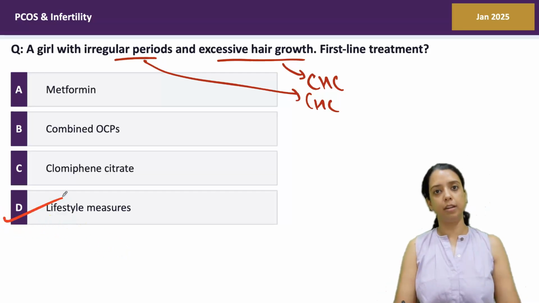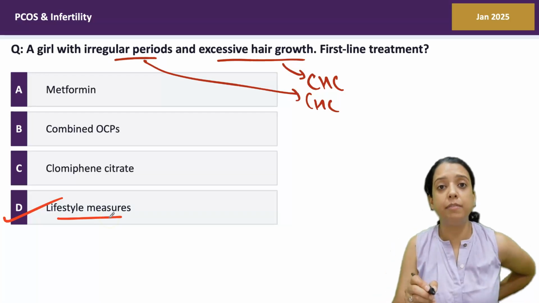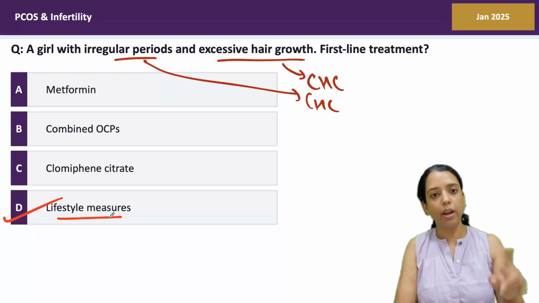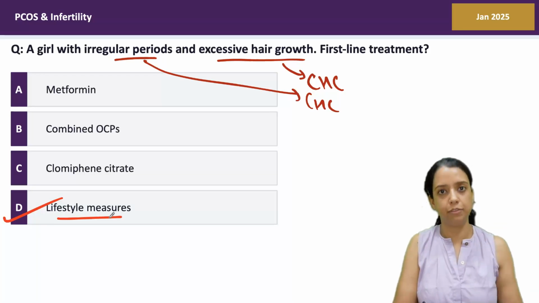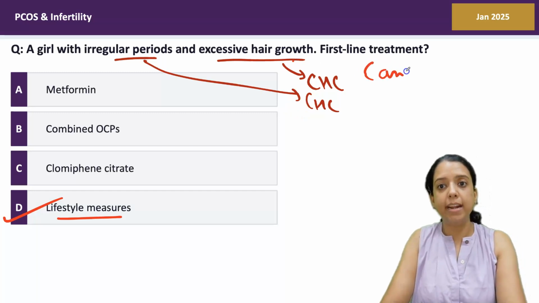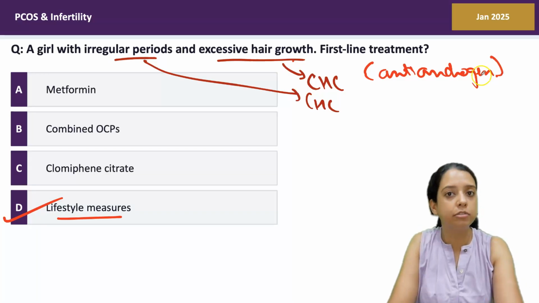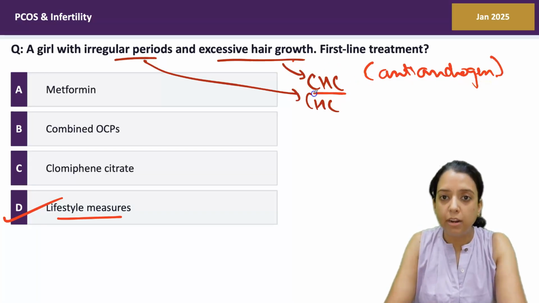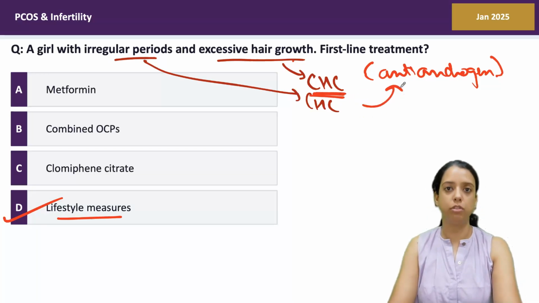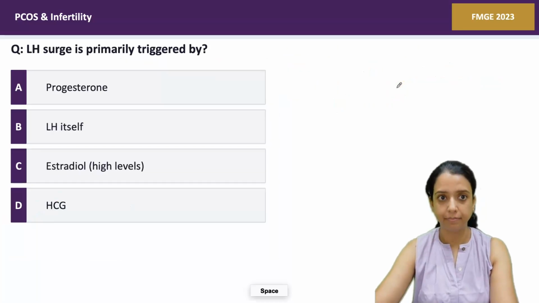In PCOS, always and always make it a thumb rule: the first line is lifestyle. Just by changing lifestyle, 30% of patients will improve. They will not even need medication. The treatment of choice is OCPs, but the first line is lifestyle. Also remember, in hirsutism, you might get an option of anti-androgens. Anti-androgens are not the first line. You always use combined hormonal pills first. If the patient doesn't respond, you go to anti-androgens. But the first line is always lifestyle.